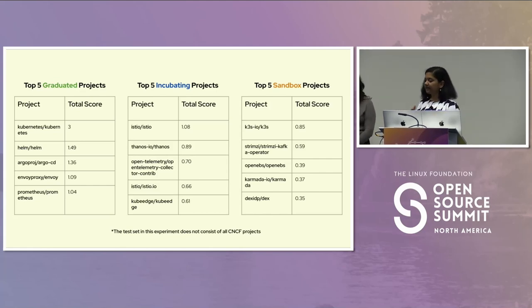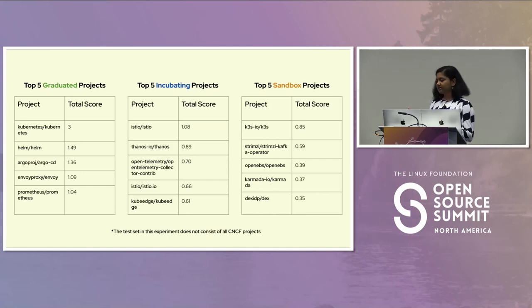And we see that across these three categories, what's interesting to observe is that the graduated projects ended up having a higher score in the range of 1.5 to 3. Sandbox had a lower score range between 0.3 to 0.5, 0.6. And incubating sat in between both graduated and sandbox. So again, these are tested around 75 CNCF projects. These are not all the CNCF projects. So just a quick mention about the data set that we've been using.